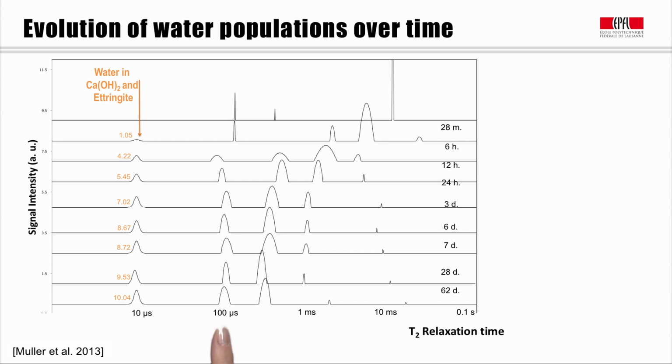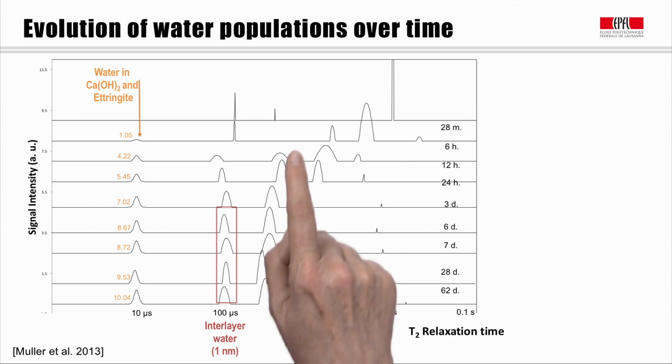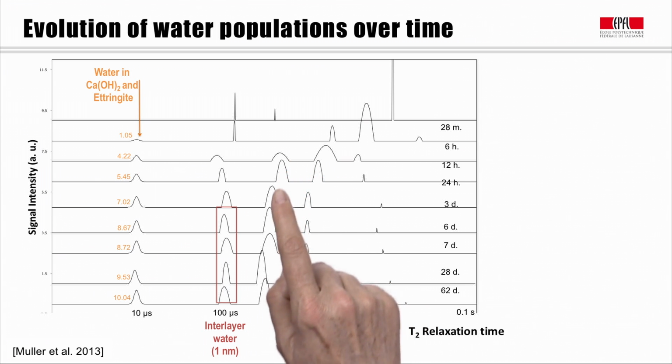So logically, the next shortest relaxation time has to be coming from the interlayer water in the CSH. So this is the interlayer water in the CSH, and from analyzing the signal, we can see that this is coming from dimensions of around 1 nanometer, which is roughly what we'd expect to be the area for water in the interlayer of the CSH.